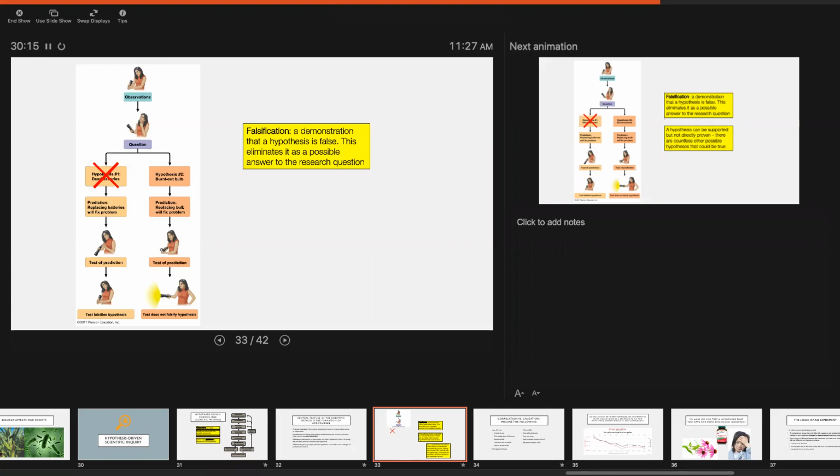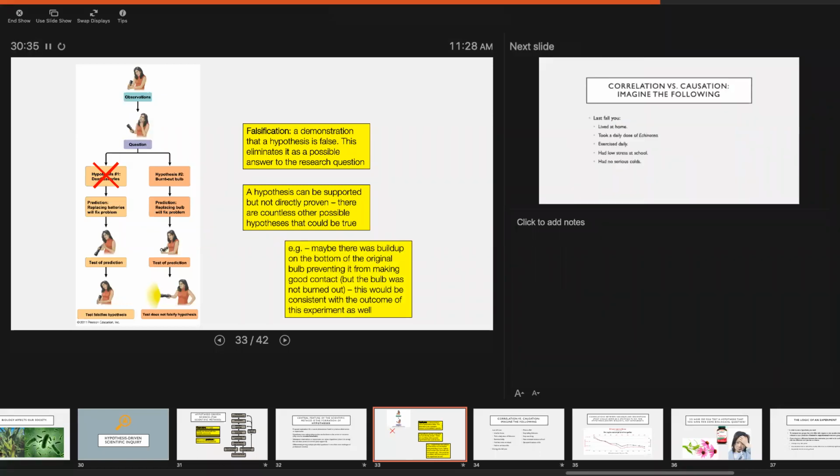But a question to stop with here is, have we proved that the problem with the flashlight was the bulb? The answer to this is no. We've supported it, and I think very strongly. This is a fairly simple question, but there are all kinds of things that could have been wrong with the flashlight. For example, there may have been a buildup on the bottom of the bulb that was stopping energy from flowing to it. The bulb might not have been burnt out, it might just not have been working properly.